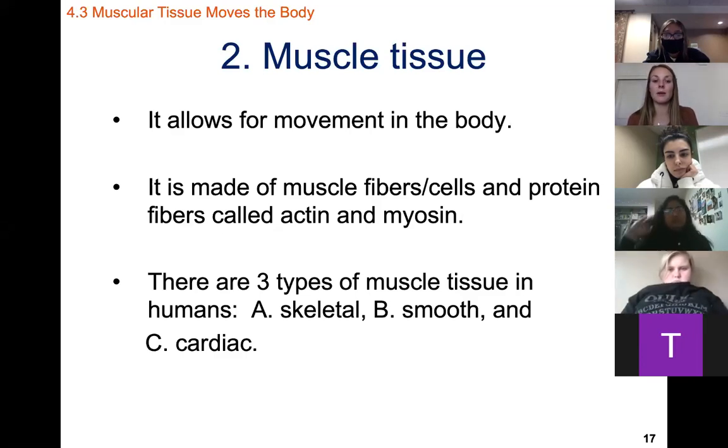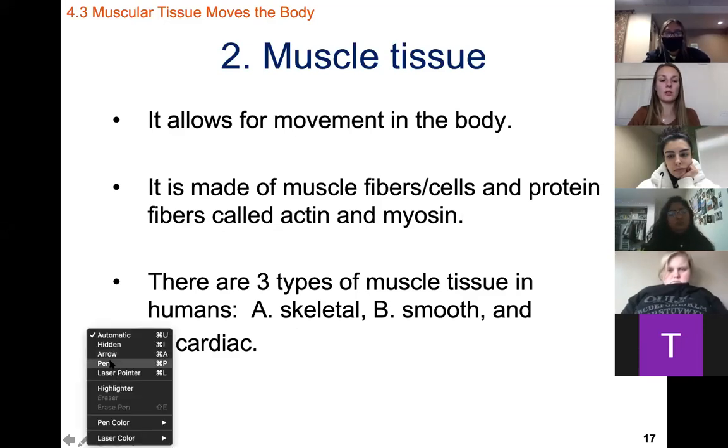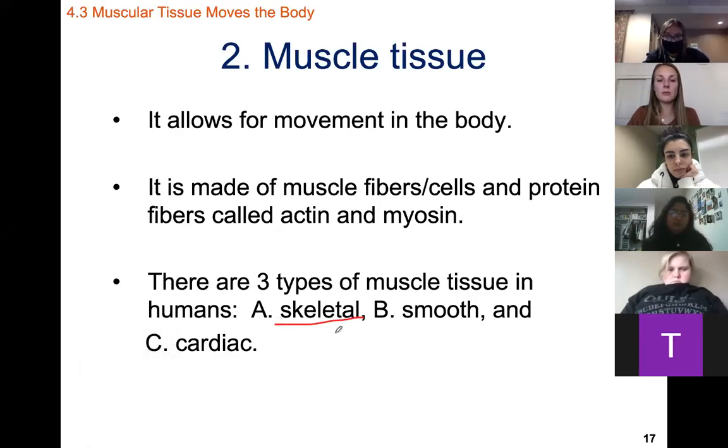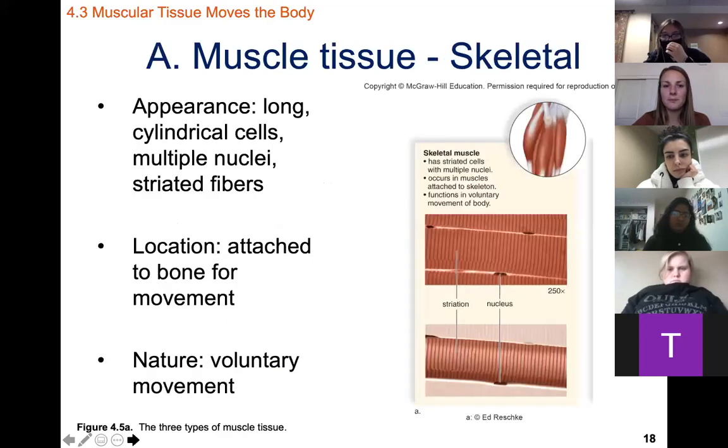There are 3 types of muscle tissue in humans. The first one is skeletal tissue. I would consider this one to be the most common. I would maybe say that cardiac muscle tissue is the second most common. And the one that people don't think about much is your smooth muscle tissue. And we'll talk about that in the next coming slides.